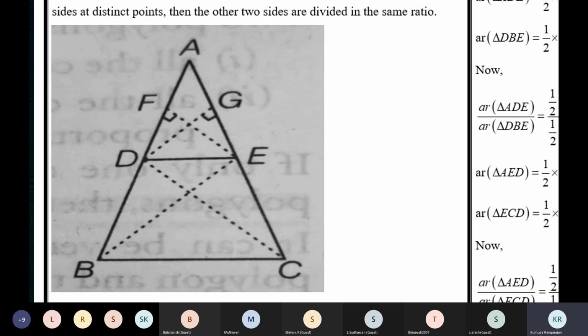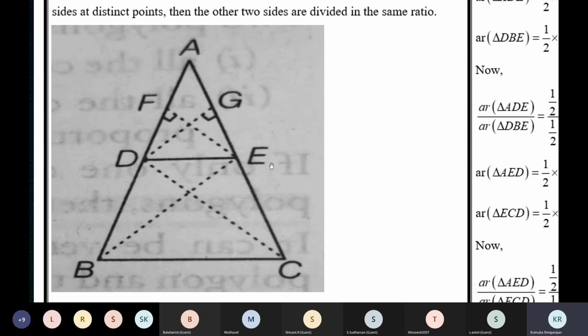Now, if this situation exists, then the result by BPT is AD by DB is equal to AE by EC. That is, the other two sides are divided in the same ratio. Which are the other two sides? DE is drawn parallel to BC, so the other two sides are AB and AC. The other two sides are divided proportionally. Proportionally or in the same ratio, both mean the same.